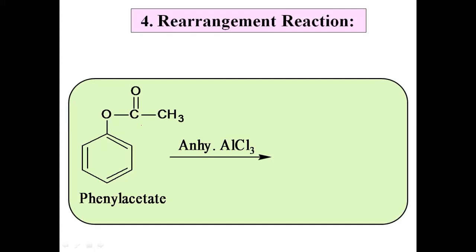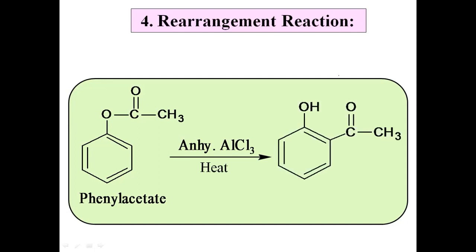The substance which has the ability to accept an electron pair is an acid, while one which has the ability to donate an electron pair to another substance is called a base. And here AlCl3 is an example of a Lewis acid catalyst. When our phenyl acetate is treated with anhydrous AlCl3, now what happens here?